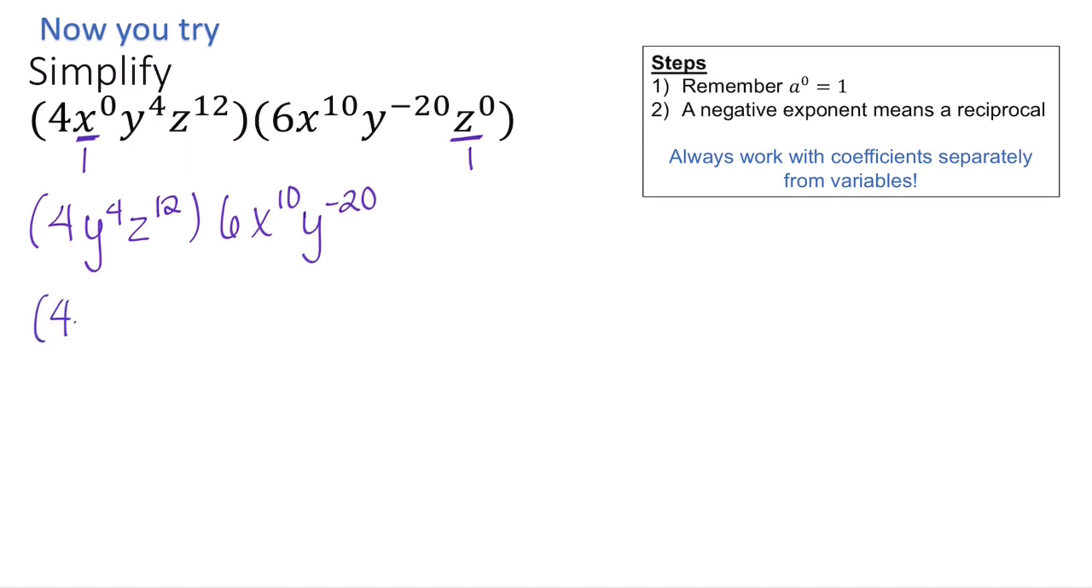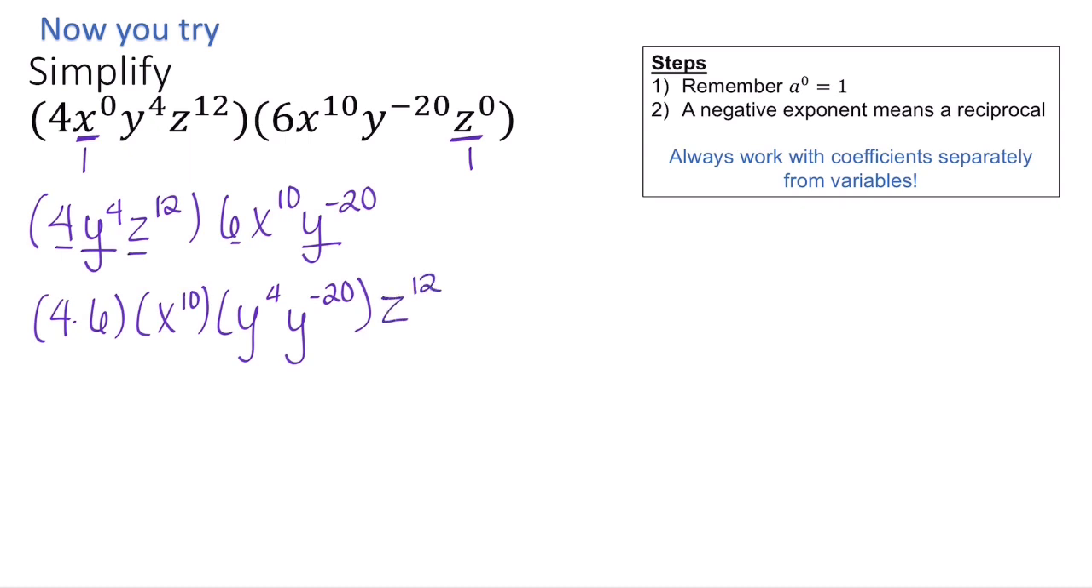So now let's pull out the coefficients. So we have 4 times 6, and then we have, let's see, an x to the 10th. There's no other x terms. And then we have y to the 4th times y to the negative 20th. And then we have z to the 12th.